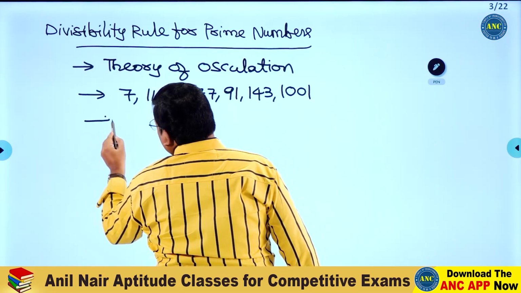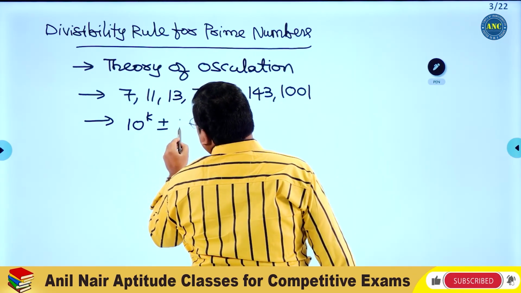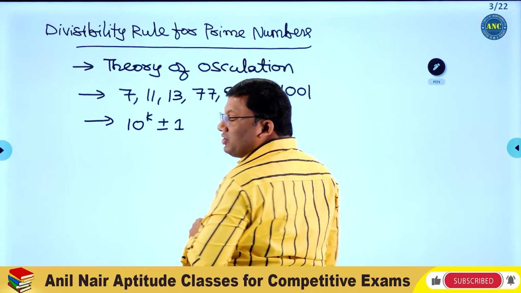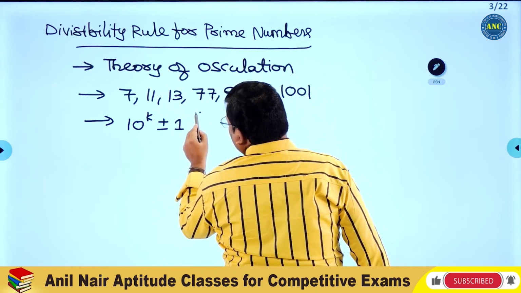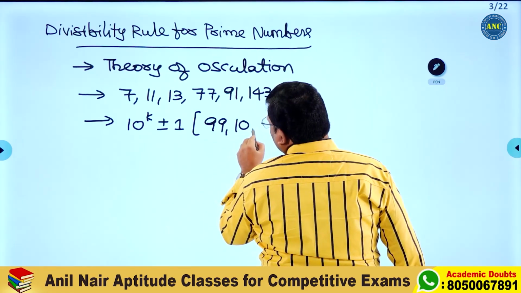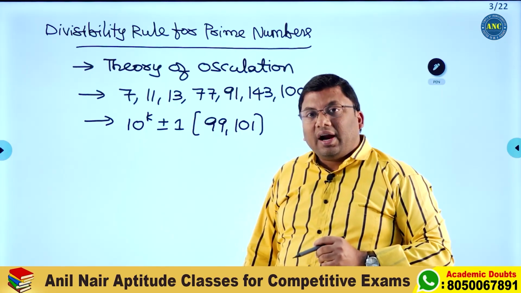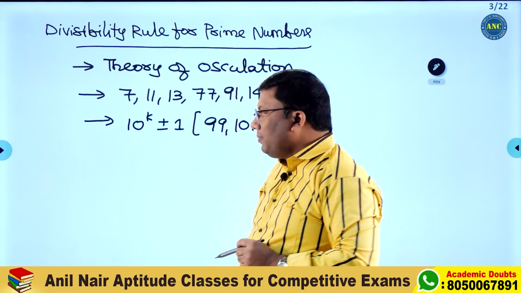Then we will also see the divisibility rules for 10 power k plus or minus 1. What are the numbers that are predominantly asked? 99 and 101. 99 is 10 square minus 1. 101 is 10 square plus 1.